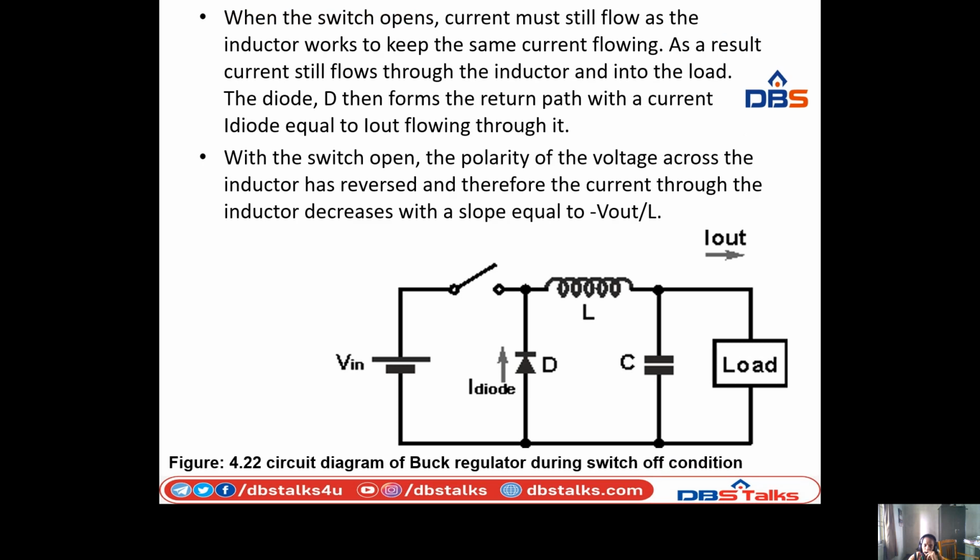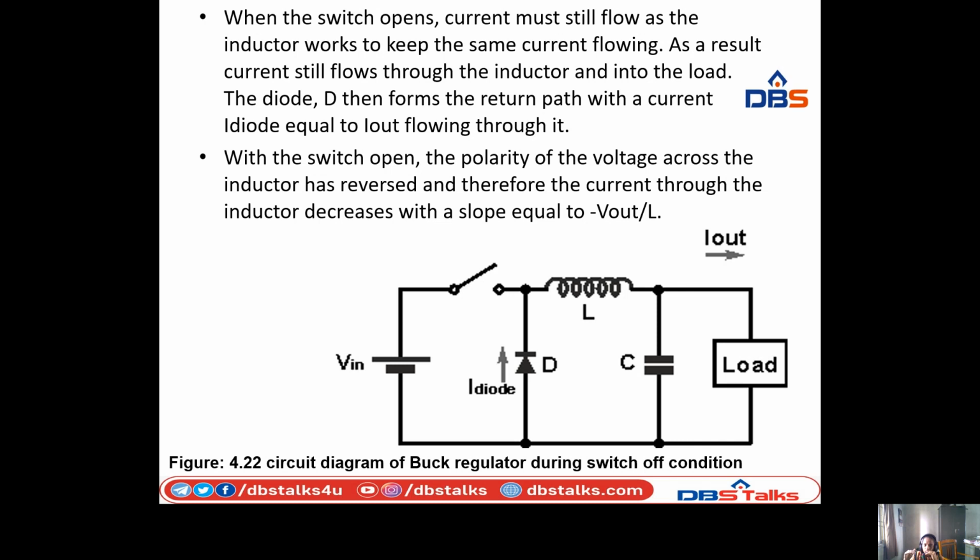When the switch is open, current must still flow through the inductor. The inductor keeps the same current flowing, so current will still flow through the inductor and into the load. Here the diode D forms the return path for the current, so the diode current I_D is equal to the current flowing through it.